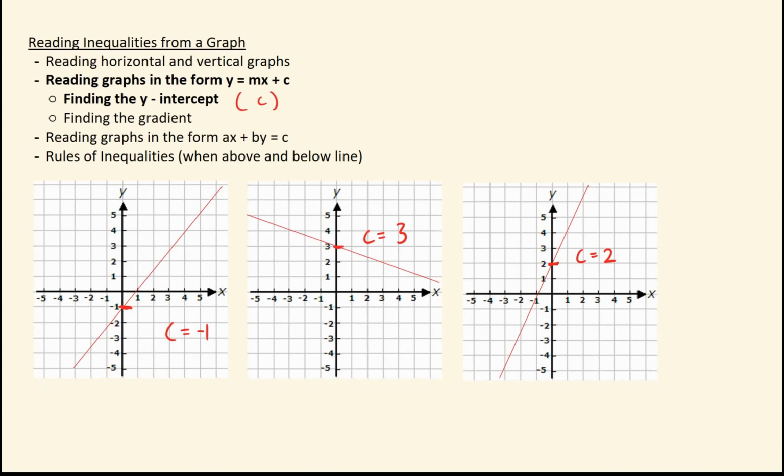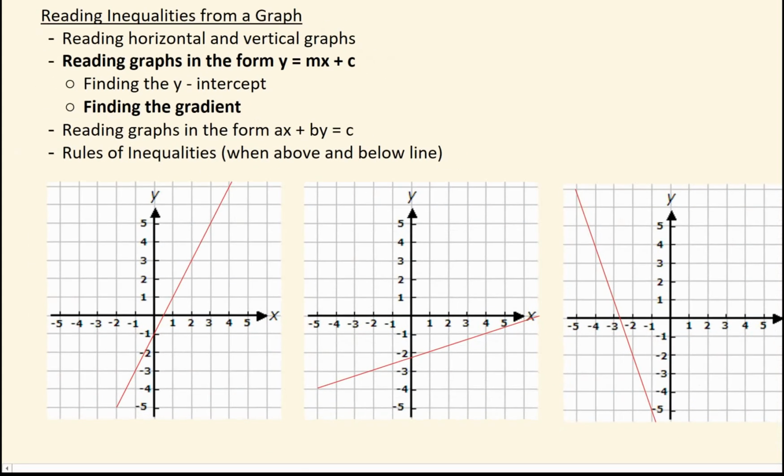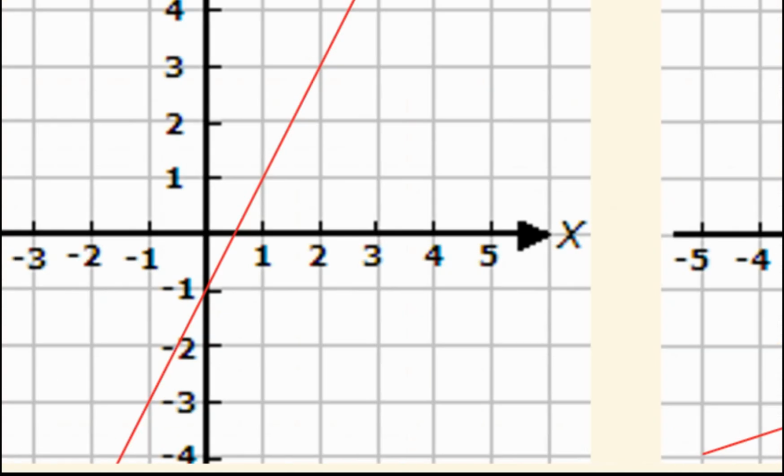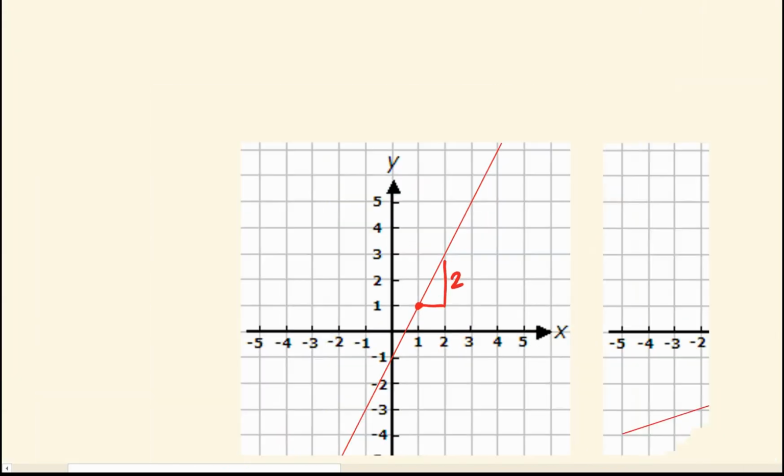Okay, now we've done that, we need to move on to finding the gradient. Gradient for these graphs is probably best defined as, if I go 1 square along, how many squares up do I go? So let's go through these 3 examples. So here, I can say any point. It helps if you start on a corner point. So here, if I go 1 square along, I go 2 squares up. So here the gradient is 2.